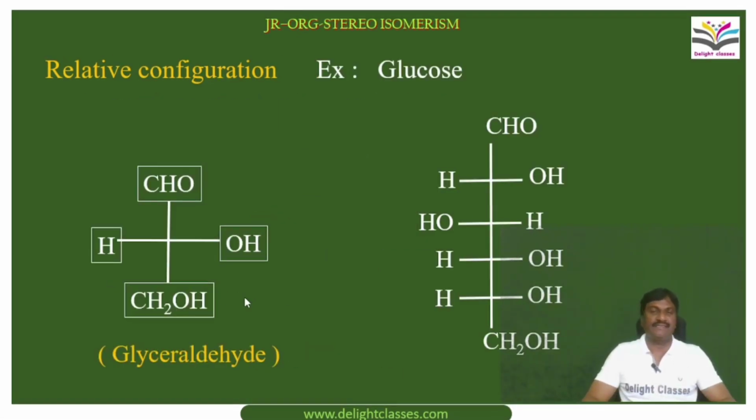Now, look at the example glucose. That is the glucose structure. When we look at the structure, with respect to CH2OH, OH is at the right side. So, glucose comes under D notation.